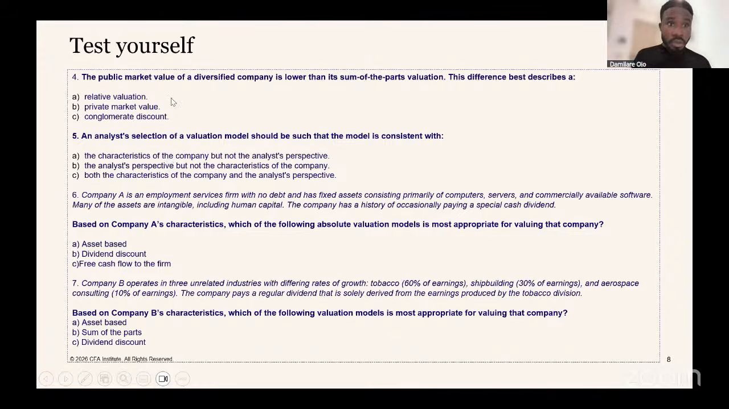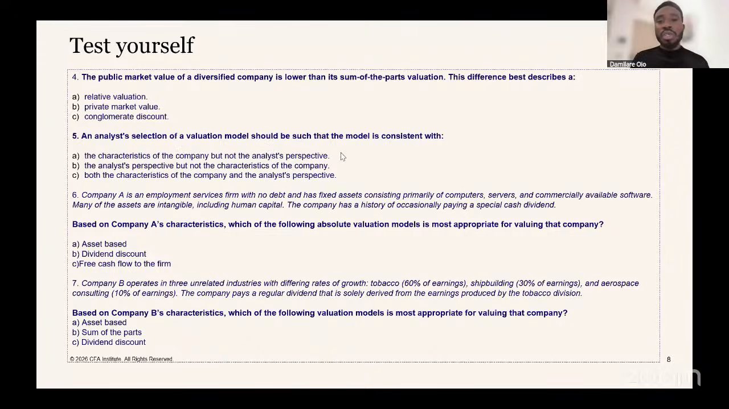Okay. Question 5. An analyst's selection of a valuation model should be such that the model is consistent with what? So the valuation model analysts will select should be consistent with what? A, the characteristics of the company, but not the analyst's perspectives. B, the analyst's perspectives, but not the characteristics of the company. C, both the characteristics of the company and the analyst's perspective.